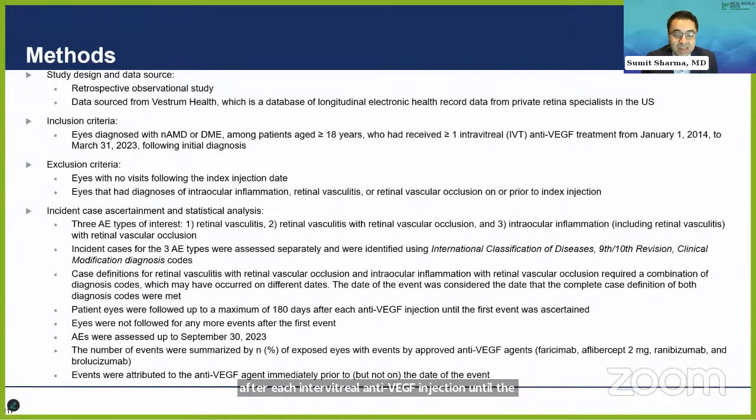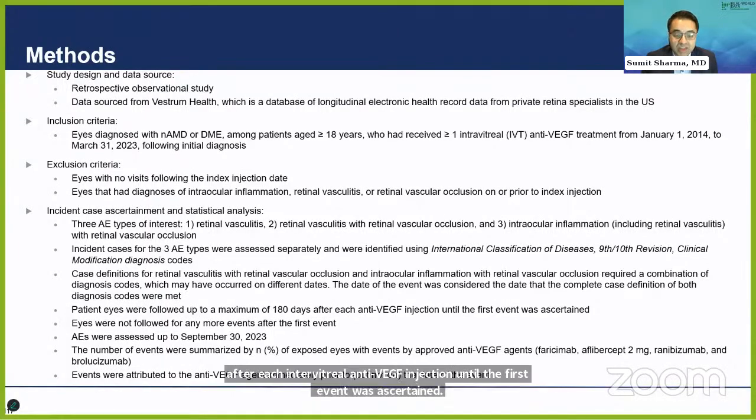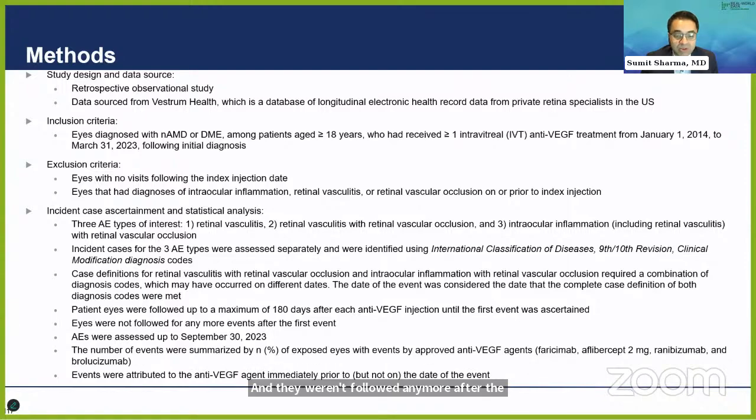Patient eyes were followed for a maximum of 180 days after each intravitreal anti-VEGF injection until the first event was ascertained, and they weren't followed anymore after the first event. We assessed AEs up through September 30th of 2023, and we're expressing the number of events as an N and a percentage of exposed eyes based on each of the individual anti-VEGF agents: faricimab, 2 milligram aflibercept, ranibizumab, or brolucizumab.